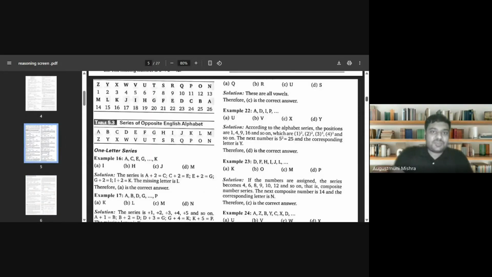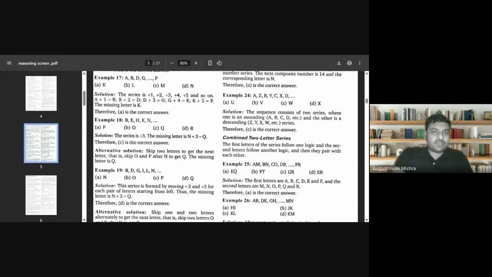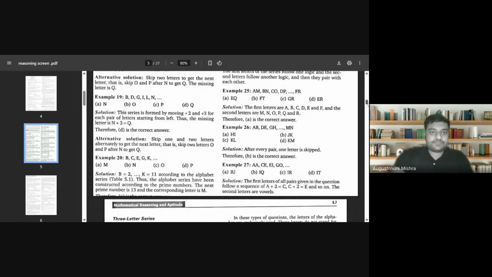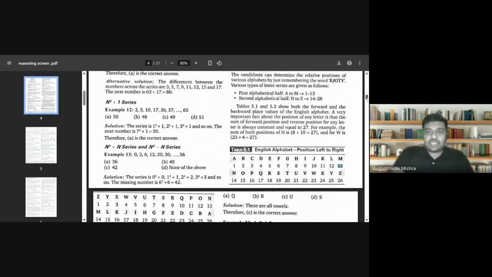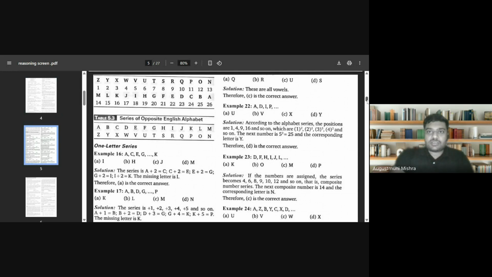So sometimes you can face this kind of question also. That's why I told you to make that table with the numbers below the alphabets, so it will help you during the examination. I'll move to another part. We'll start with question number 22 because 21 is not clearly visible.